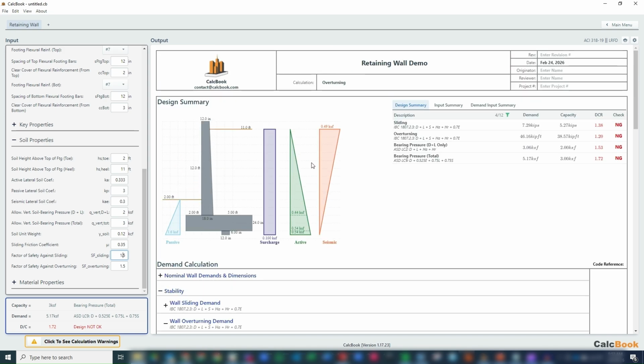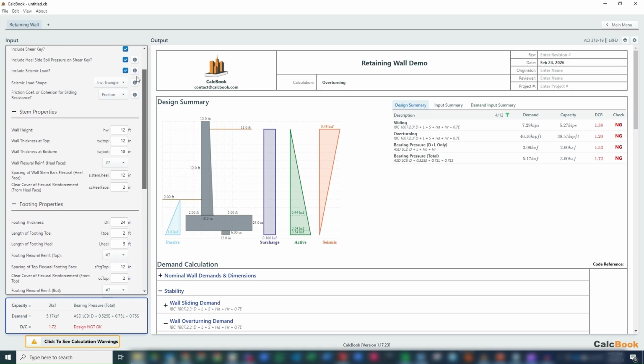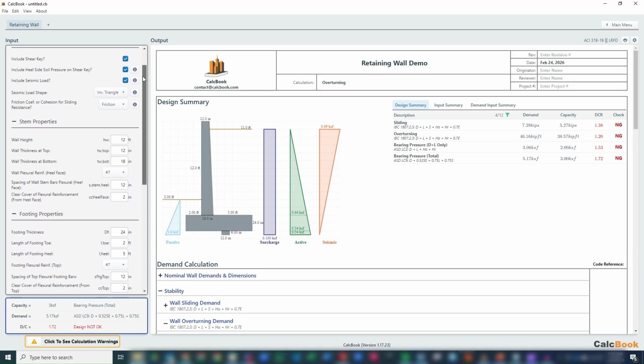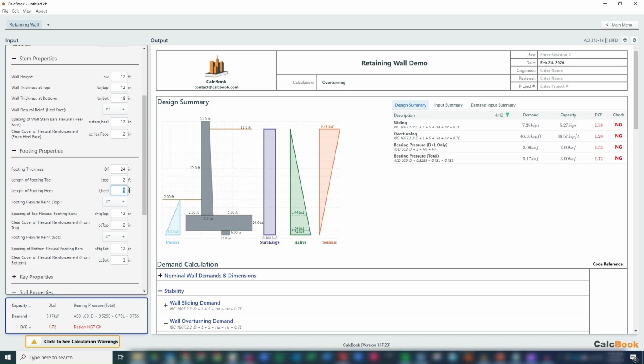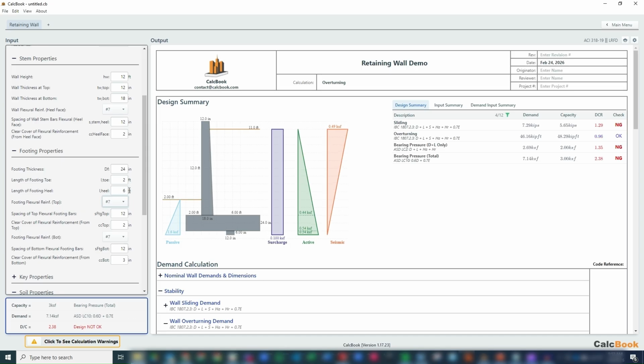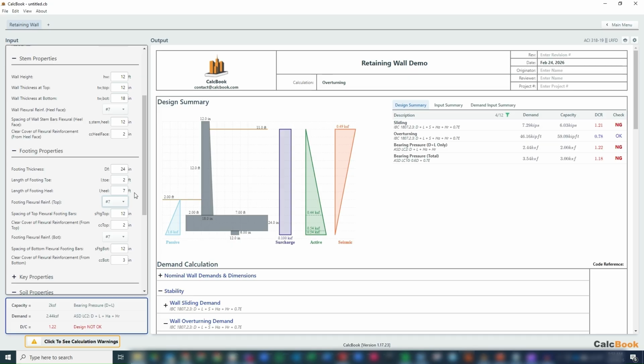So let's go ahead and look at our summary table here, and we'll go back, and I think the easiest thing to do is going to be to increase the heel dimension to get this thing to be a bit more stable. So we're just moving the resultant force closer to the center of the footing by increasing this distance. And that should bring many of these properties into spec.